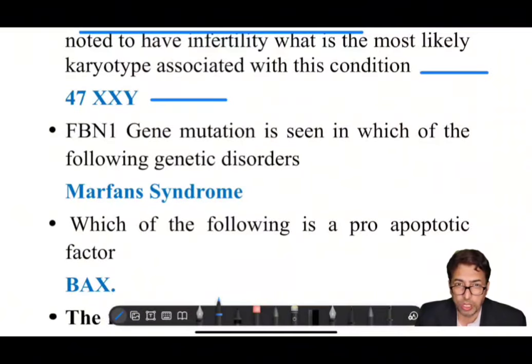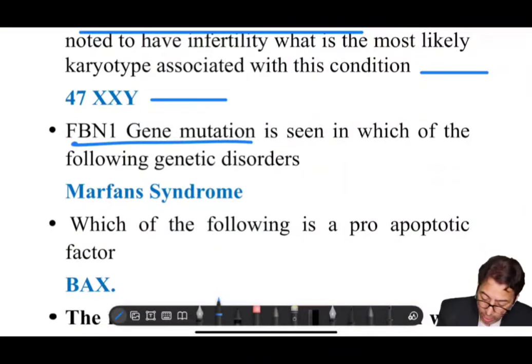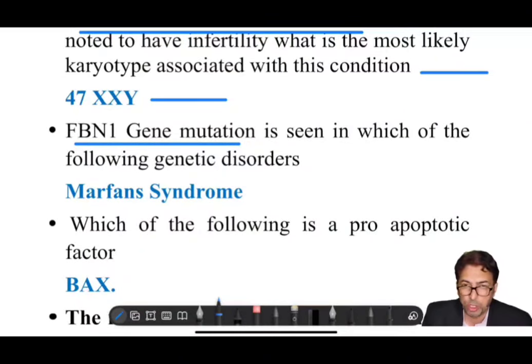Now, genetics, gene mutations, very important, and this was asked. FBN1 gene mutation is seen with which genetic disorders? There were multiple syndromes given, and you have to remember that fibrillin gene mutations are a characteristic feature of Marfan syndrome. Marfan syndrome is one important disorder in which you have multiple pleiotropy of things like the high arched palate, tall stature, big arm span.